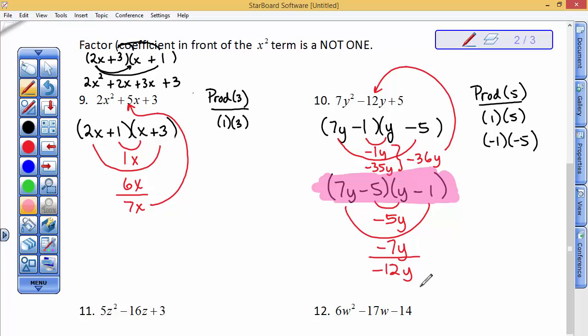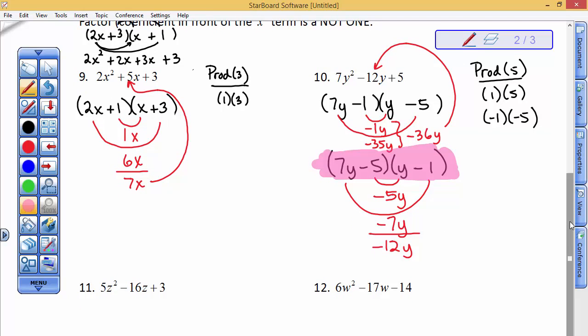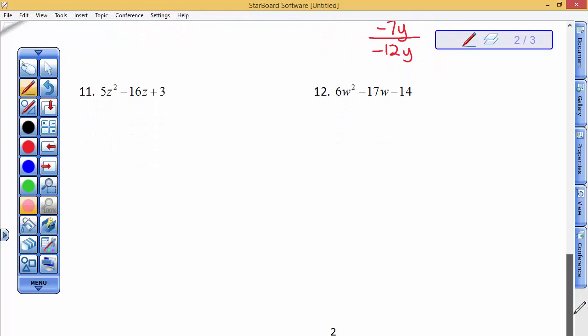But there is a method that you can use that does not require this guessing and checking. And I think I'm going to try it with this problem first. But, you know, one more time, just to check this, because the first coefficient is a 5, it's easy to put a 5z here and a 1z here.